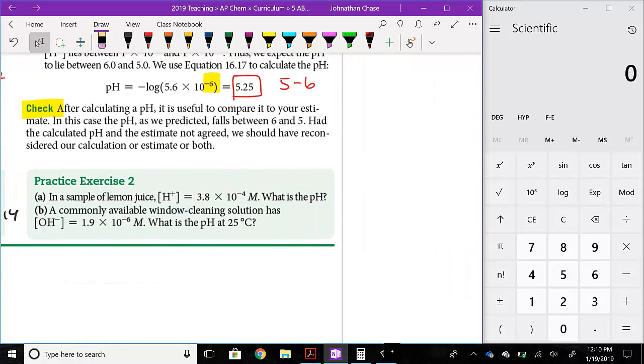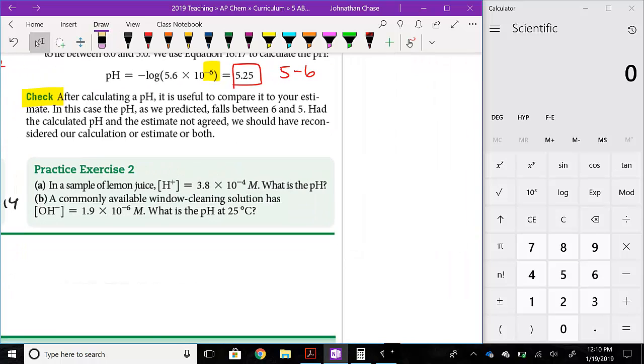Second thing that we want to do, look here at practice exercise 2. Here in part A, we are given a hydrogen concentration of 3.8 times 10 to the negative fourth power. And the question is, what is the pH? So we need to come up with an actual value. This is going to be like in a constructed response on the AP exam. Well, think back to our have and need. We have hydrogen, we need pH. So our plan is going to be using the negative log of hydrogen to find pH.